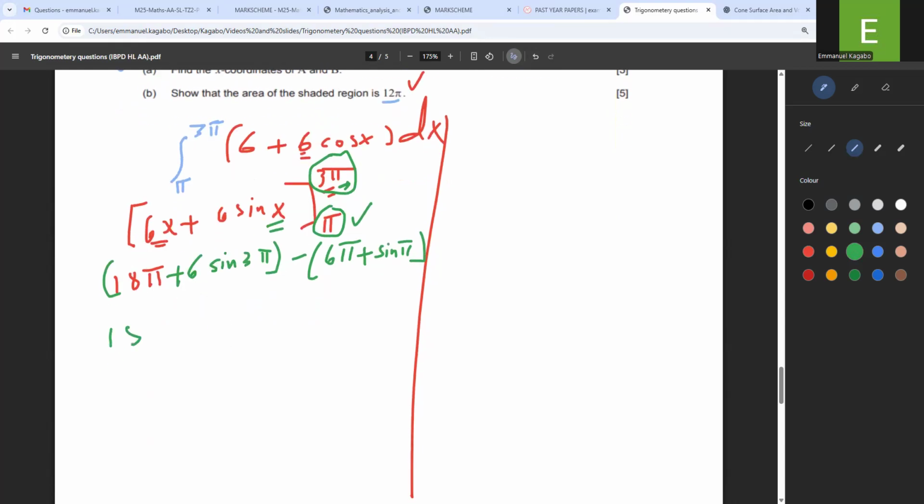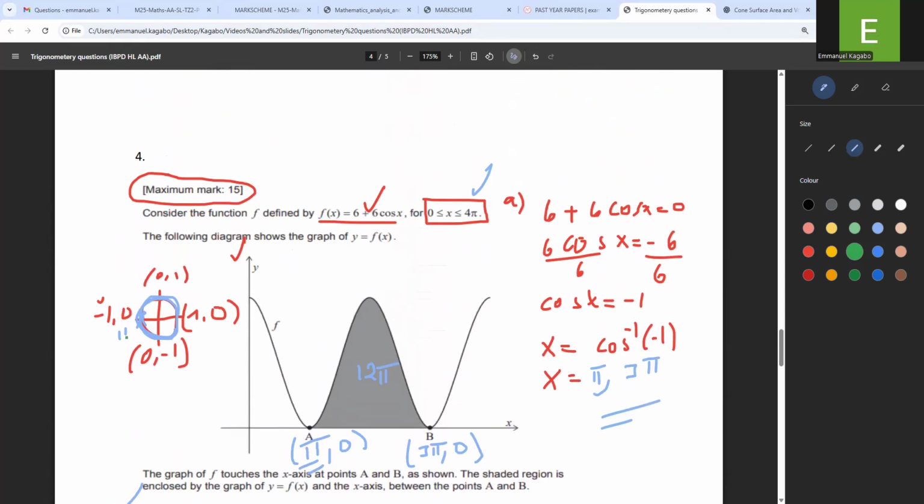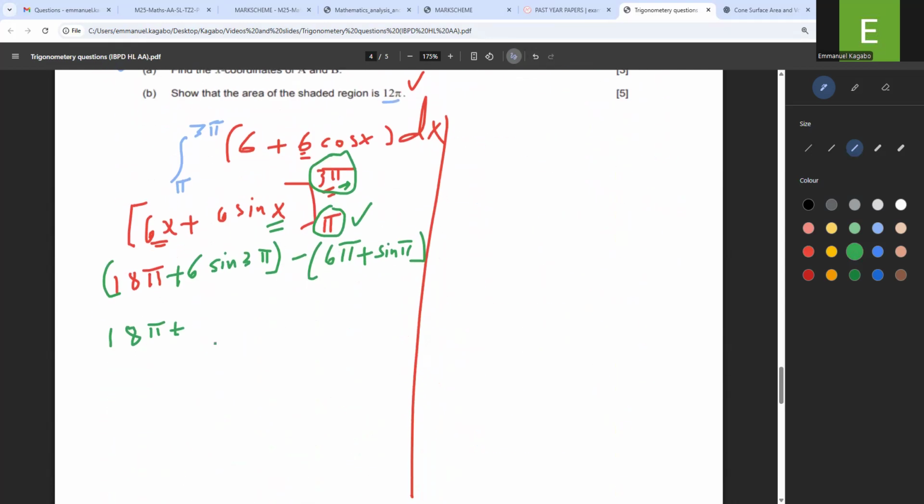So what am I going to get here? This is 18 pi plus, now back to the unit circle, sin 3 pi. Remember from the unit circle, sine will be 0 here. Sine pi is here, then when I move around one more time, the first revolution gives me pi here, the second revolution here I'll have 0. So here I'll have 0, minus, what do I get here? I'll get 6 pi as well, right? Plus 0 as well. Sine pi is 0.